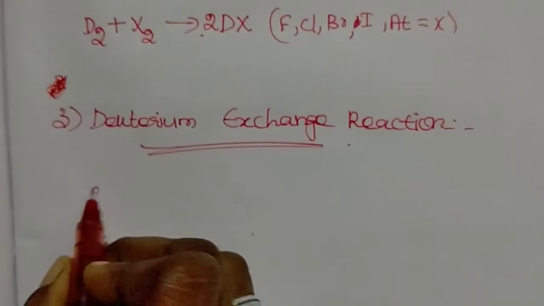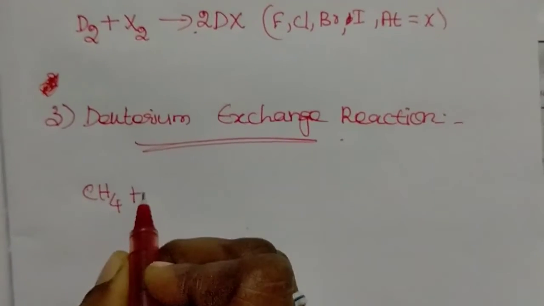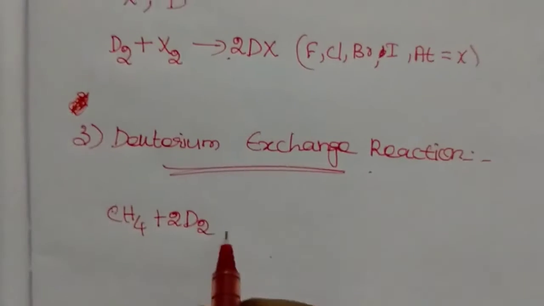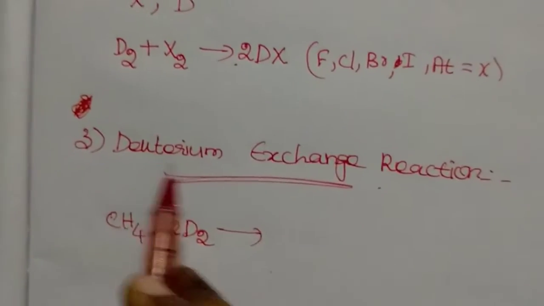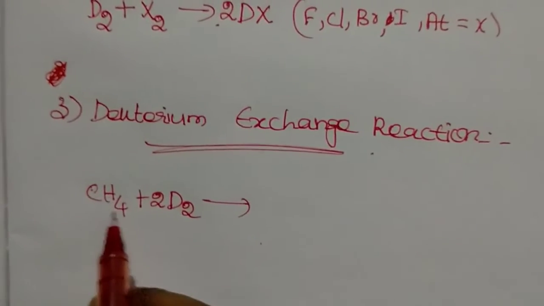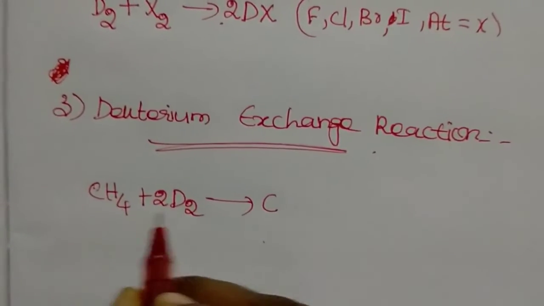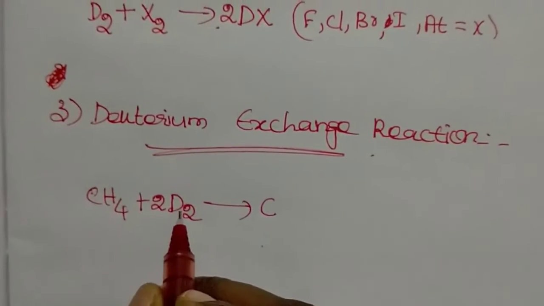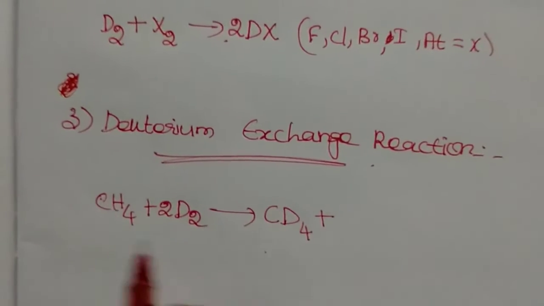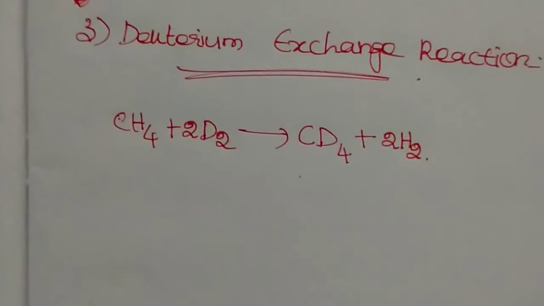For a deuterium exchange reaction example, take a hydrocarbon, methane, and treat it with heavy water or in the presence of deuterium. So what is the process? Deuterium is exchanged with the hydrogen. Now these 4 hydrogens are exchanged with deuterium. Totally how many deuteriums are present? 4. So the resultant is CD4, plus the removed hydrogen forms the byproduct 2H2, 2 moles of hydrogen molecules.